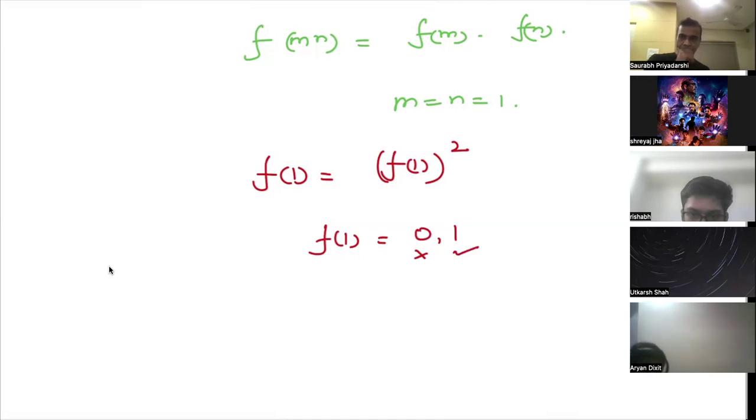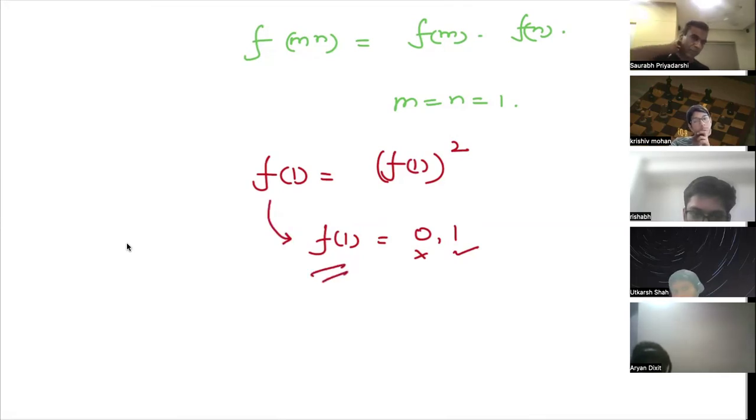Okay. Yes, sir. Right. And the second value? We can't take it, na, this is coming from the equation only. We are getting the value of F1 is 1. Right? So we can't reject this. F1 is 1 only. Okay.